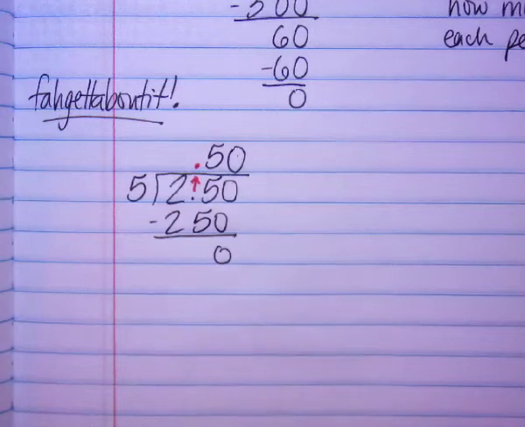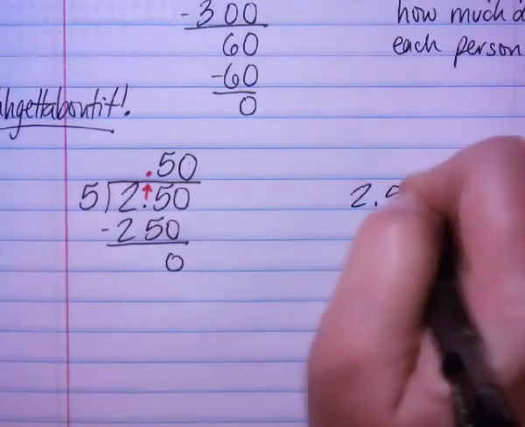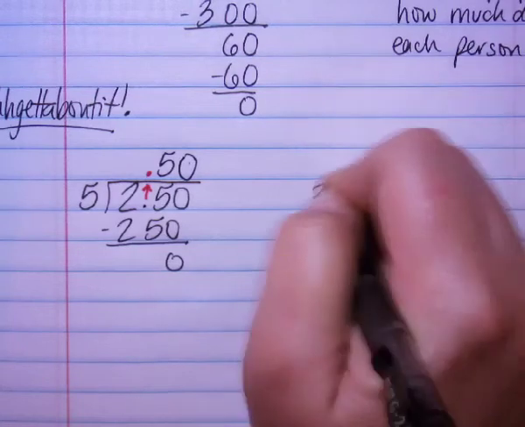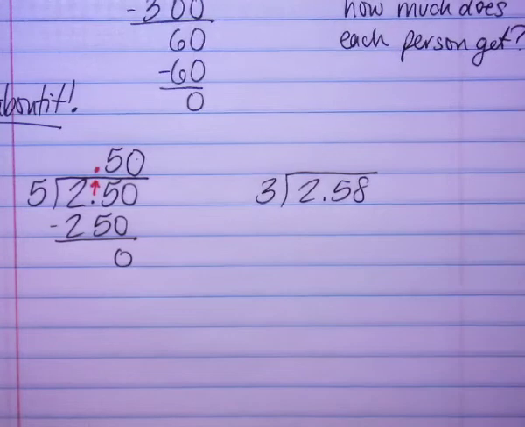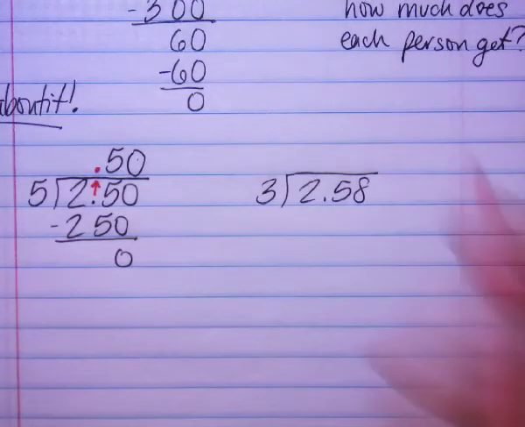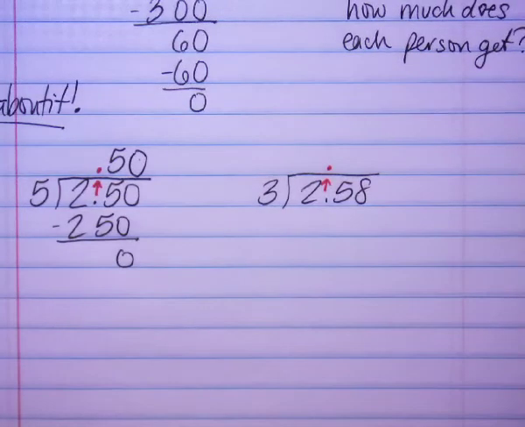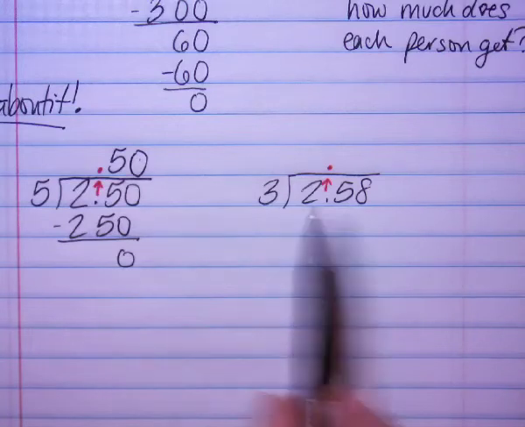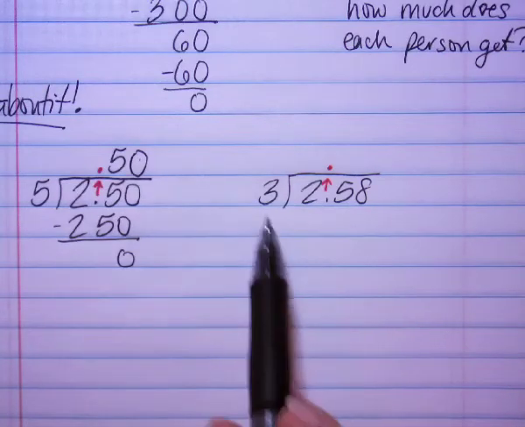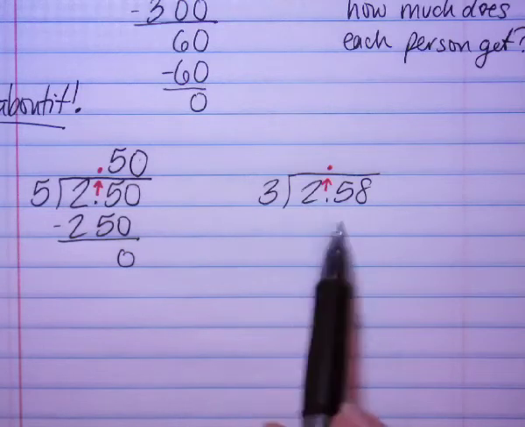Boom. Now, what if we have 2 and 58 hundredths divided by 3? I'm going to let you work on it a little bit while I work on it too. Decimal, move them up and forget about it. Then we're thinking, how many times will 3 go into 258? Well, I know 3 times 8 is 24, so I need 3 times 80.